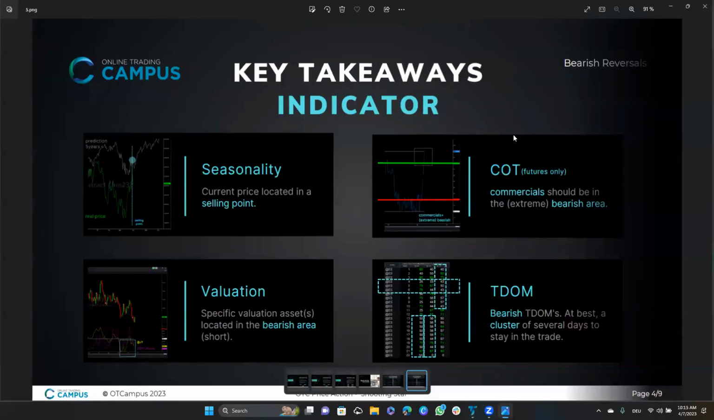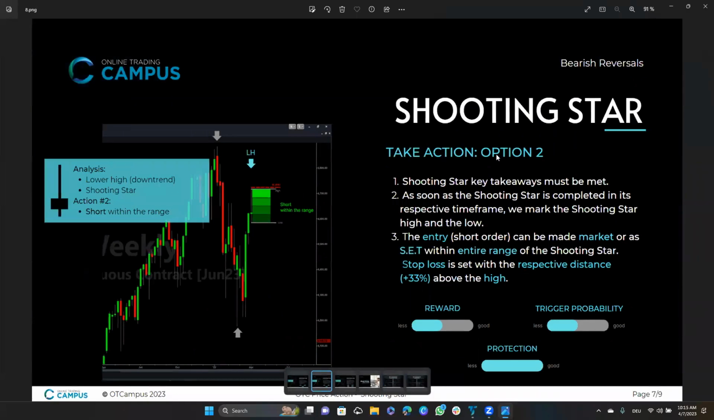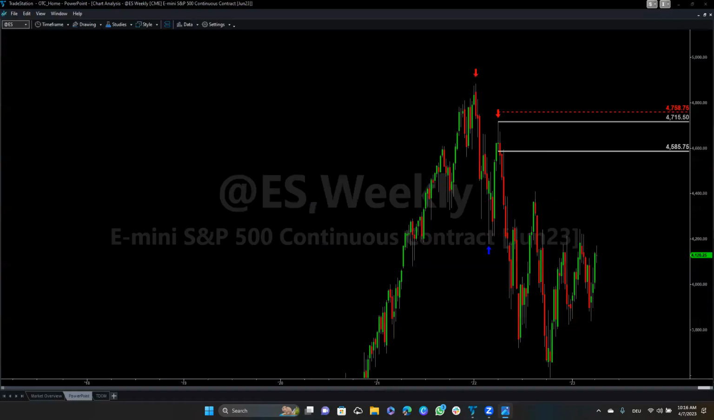Let's go to option number two and how to trade this one. Shooting star key takeaways must be met. Done. It's the same shooting star. As soon as the shooting star is completed in its respective time frame, we mark the shooting star high and the low. Done also. And now action number two is short within the range. The entry or short order can be made market or as set within the entire range of the shooting star. Stop loss is set with the respective distance, for example, 33% plus above the high. Okay. Let's check how we gonna trade this one.